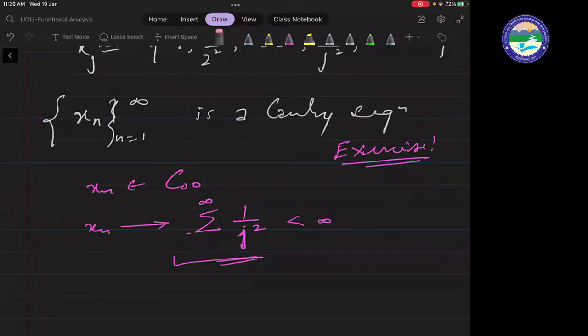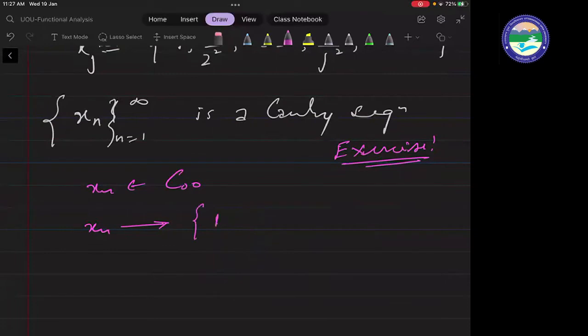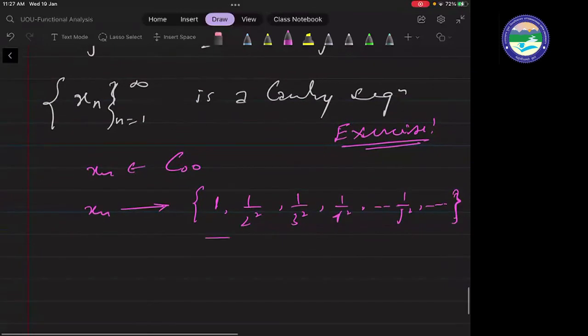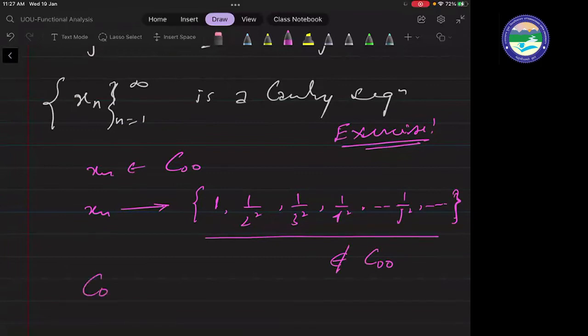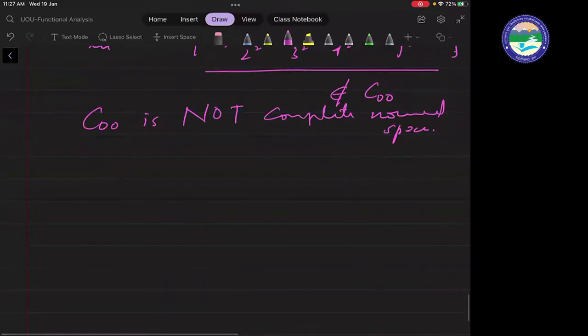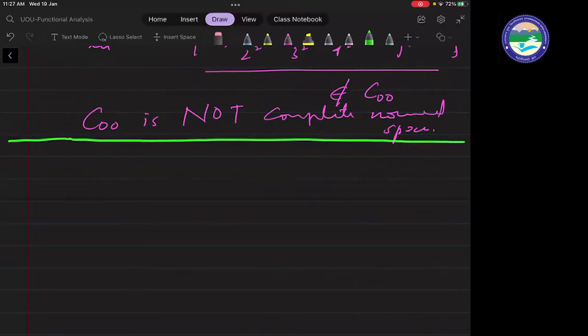I should write it like this: x_n converges to 1, 1 by 2 square, 1 by 3 square, 1 by 4 square, and so on. No terms are 0. So clearly, this does not belong to c_00. So this means c_00 is not a complete normed space. There are many other examples which are normed spaces but not Banach spaces.